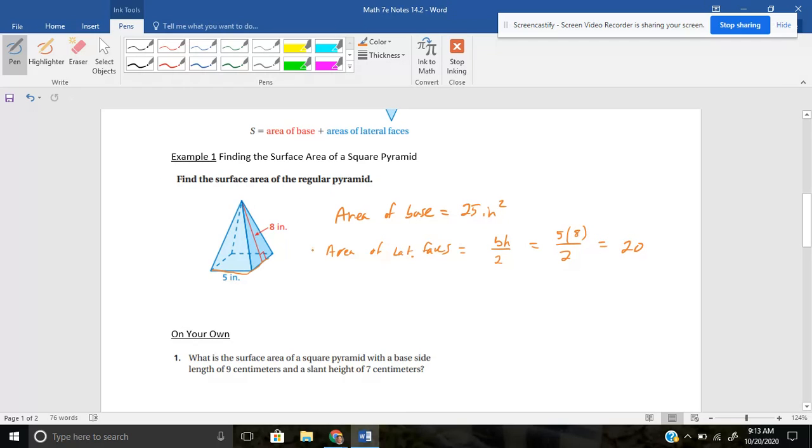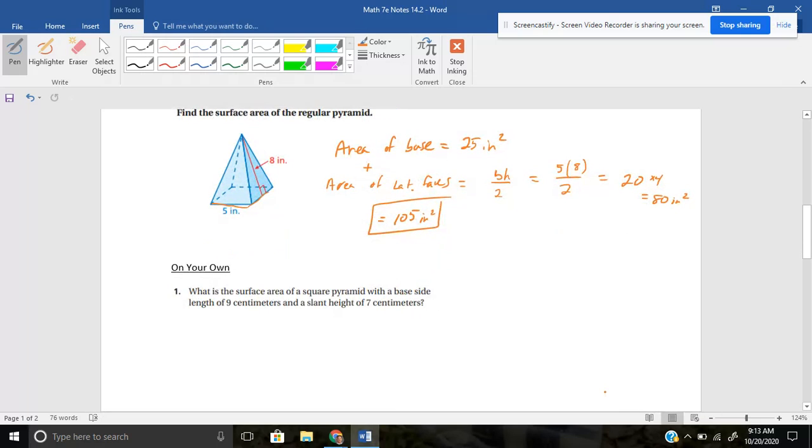Remember, I have 4 sides. So if I multiply that by 4, I would get 80 inches squared for the lateral faces. Plus the area of my base, I need to add the base to the lateral faces. So 80 plus 25 should give you 105. And that would be inches squared.